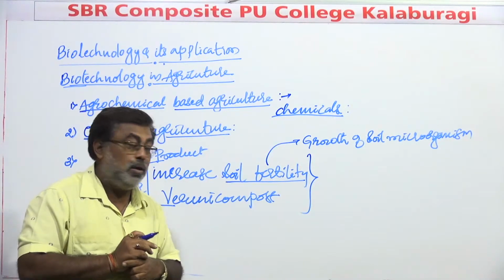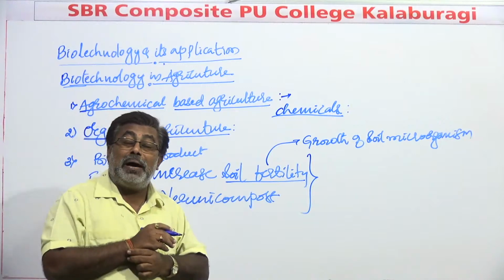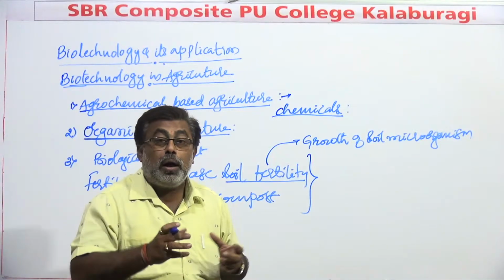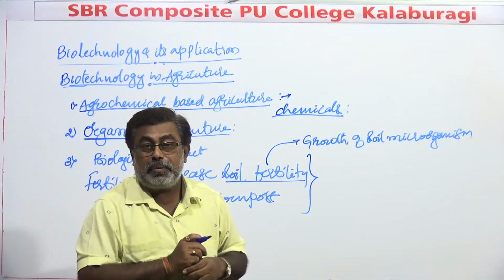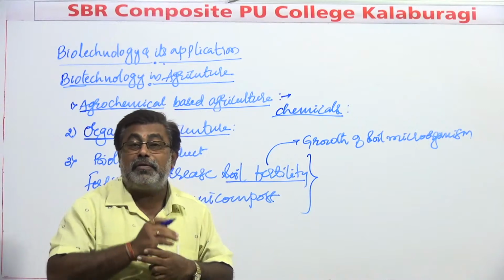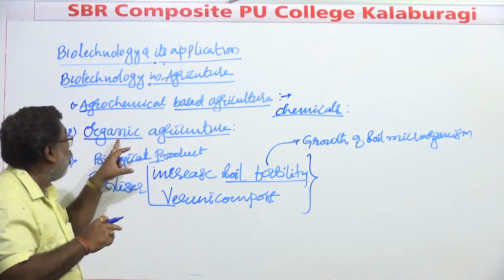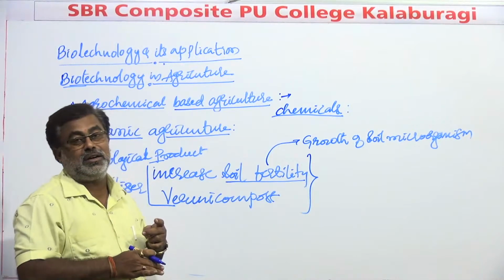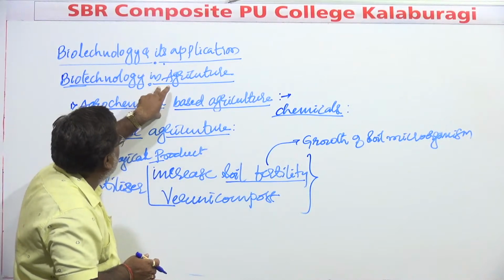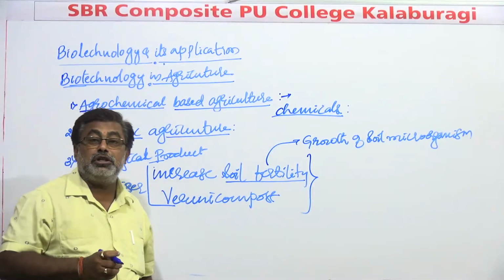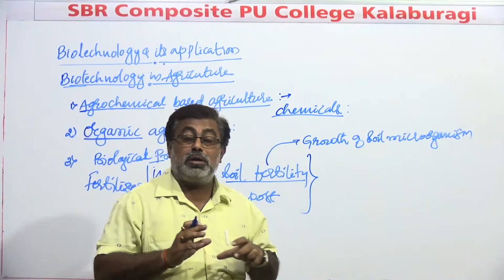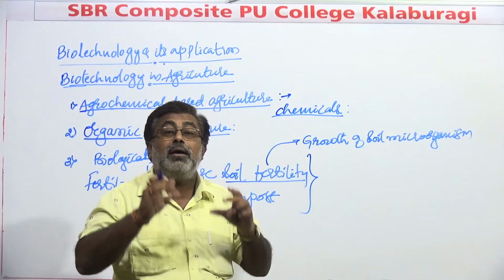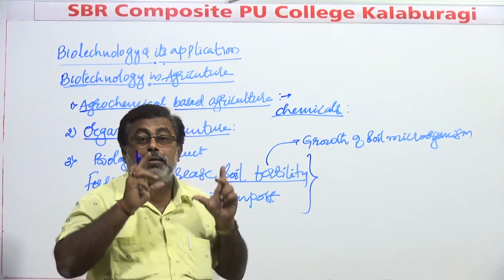The cost for the dead remains of the plants and animals will be very little, or they need not be paid for. Next, the biological products, as I told you, insecticides and pesticides, such as the leaves of the neem, are available free. Because of this, organic agriculture consumes less cost, but agrochemical based agriculture takes more cost. So in a developing country the farmer feels the burden.